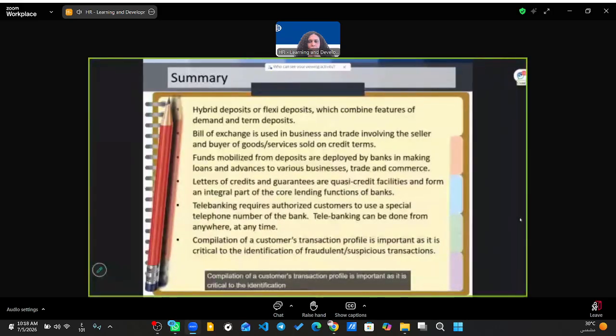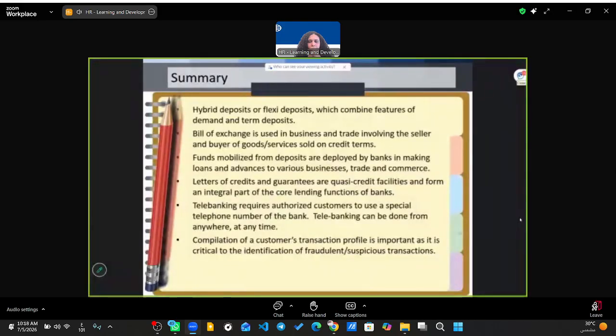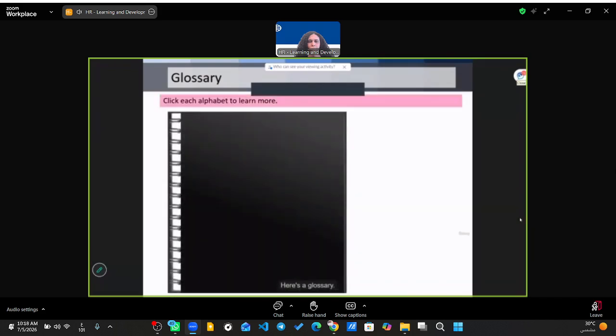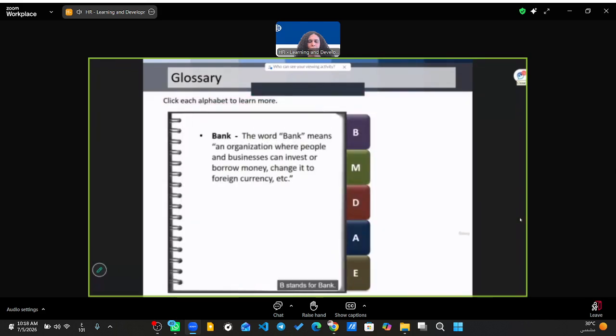Compilation of a customer's transaction profile is important, as it is critical to the identification of fraudulent or suspicious transactions. Here's a glossary. B. B stands for bank. The word bank means an organization where people and businesses can invest or borrow money, change it to foreign currency, etc.